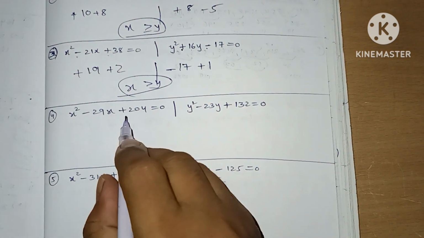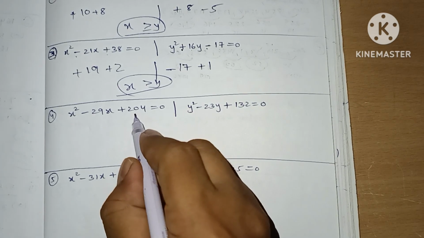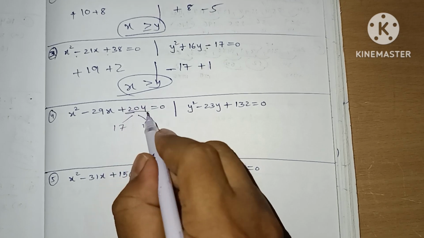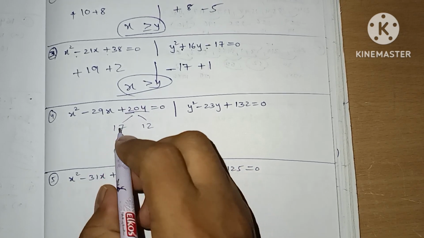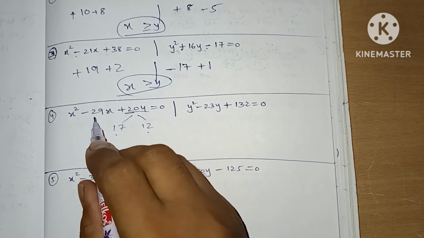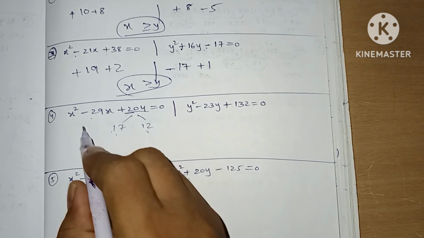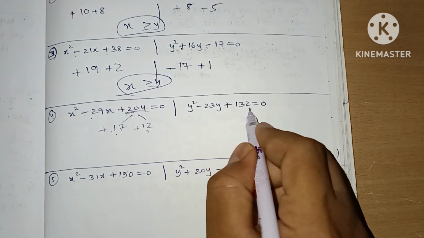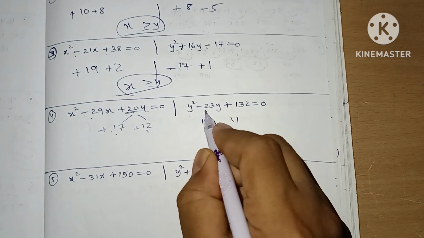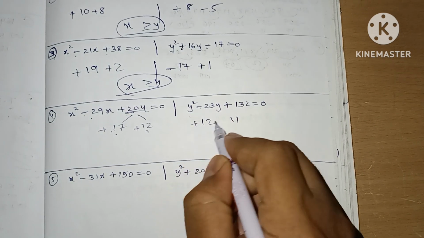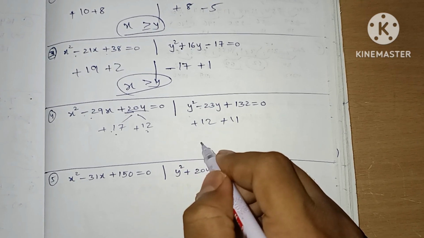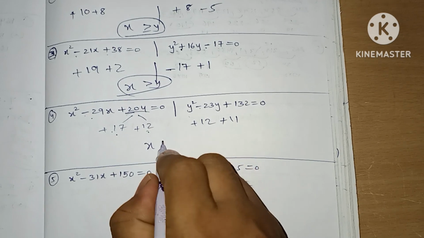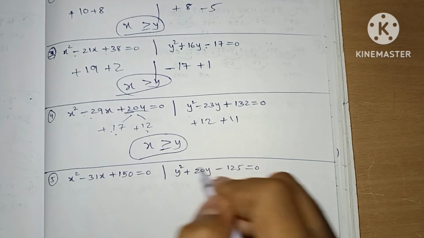Next question. Here it is 204. I know 204 as 17 12 times. This is why we need to know 20 into 20 tables. 17 12 times will be 204. And we got 29. So the roots are 17 and 12. Minus and plus means the roots are positive. Here 132. 12 11 times. We got 23. Minus and plus means plus and plus are the roots. Comparing both these, we have x greater than or equal to y.